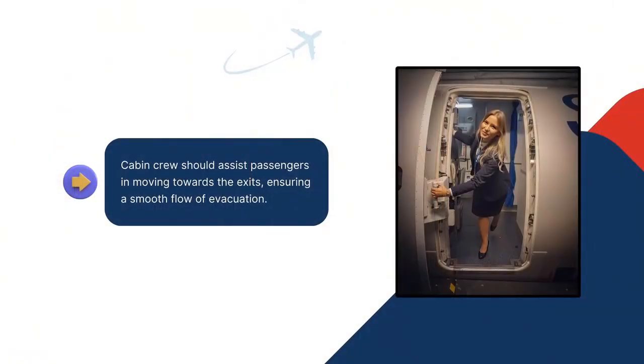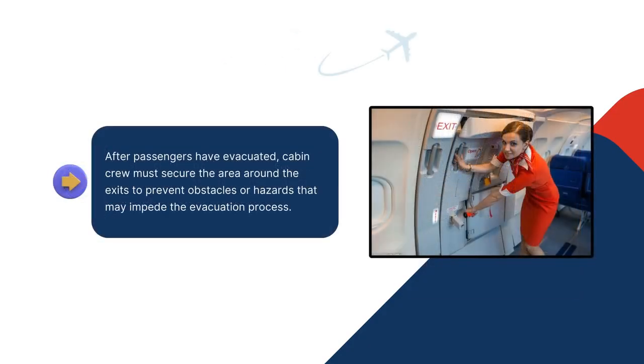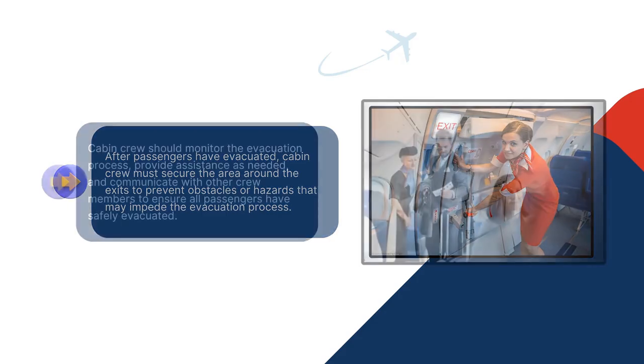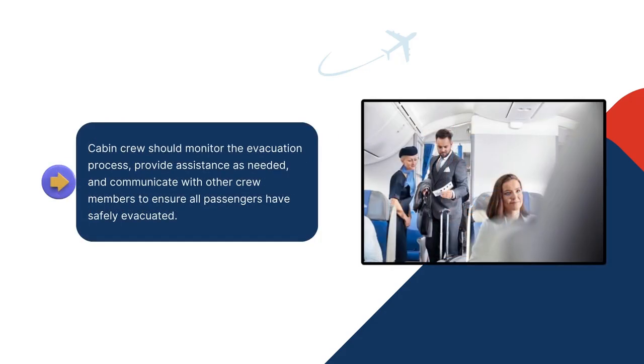Cabin crew should assist passengers in moving towards the exits, ensuring a smooth flow of evacuation. After passengers have evacuated, cabin crew must secure the area around the exits to prevent obstacles or hazards that may impede the evacuation process. Cabin crew should monitor the evacuation process, provide assistance as needed, and communicate with other crew members to ensure all passengers have safely evacuated.